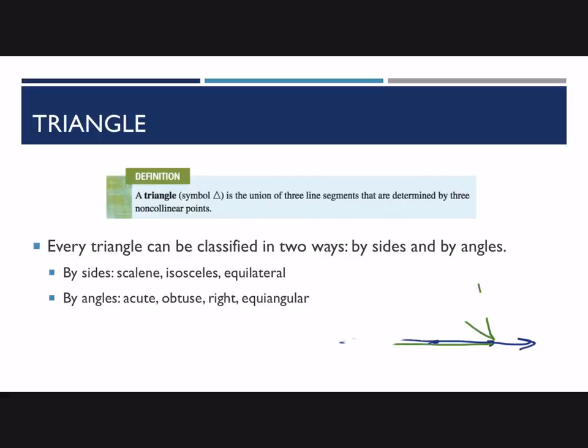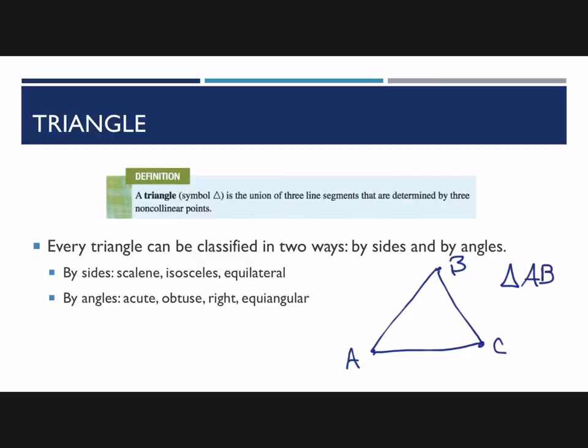The other thing to notice is that the triangle is not like a filled-in shape. So triangles are just these three line segments and the points on those, but the space inside the triangle is not considered to be part of the triangle. So here's an illustration of triangle ABC, and we would use literally a triangle symbol as the way to symbolize a triangle. So I would call this triangle ABC.